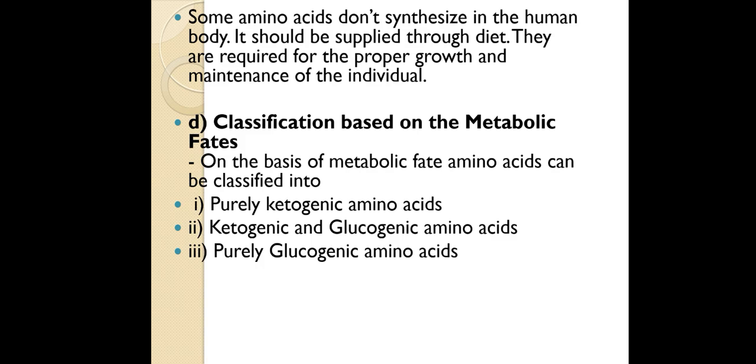Some amino acids are not synthesized in the human body. They should be supplied through diet. They are required for the proper growth and maintenance of the individual. Classification based on the metabolic fate. On the basis of metabolic fate, amino acids can be classified into purely ketogenic amino acids, ketogenic and glucogenic amino acids, and purely glucogenic amino acids.